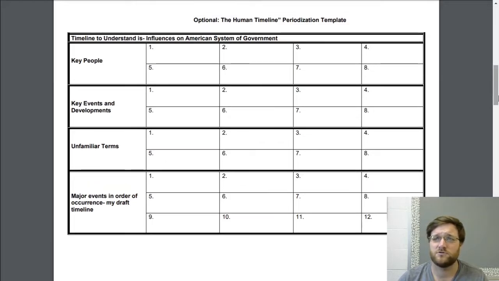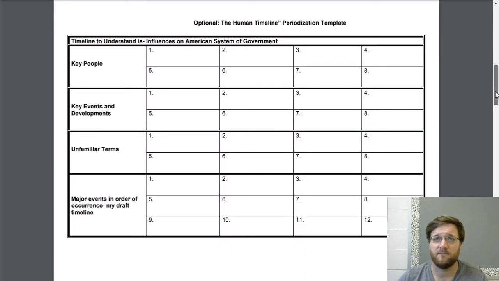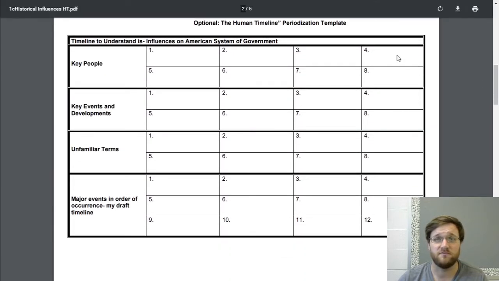We're going to come to this. There are 2 pages with this, but it's going to be much easier if you come to this page first. On this page, you can see it says key people, key events and developments, unfamiliar terms, and then major events in order of occurrence, your draft timeline.